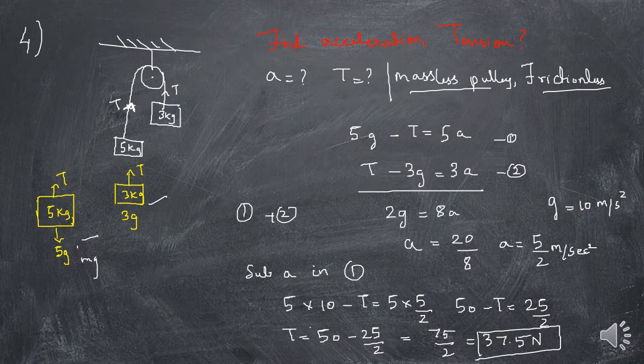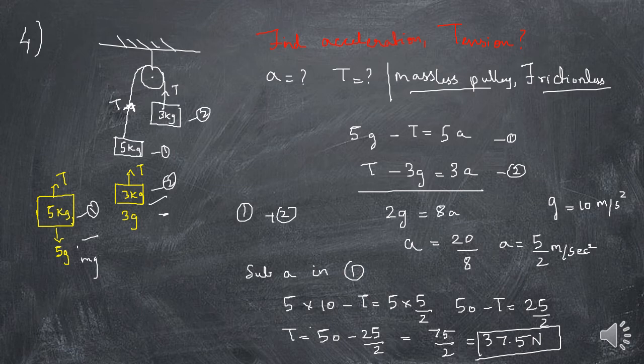If you look here, this will be my first one, this will be my second one. From the first one, what will be my equation? 5g minus T, because the force in the downward direction is greater than the force in the upward direction. So 5g minus T will be equal to 5a. Similarly over here, the force in the upward direction will be greater than the force in the downward direction.